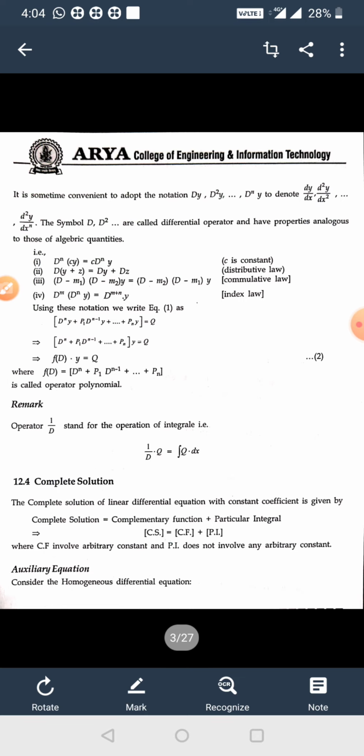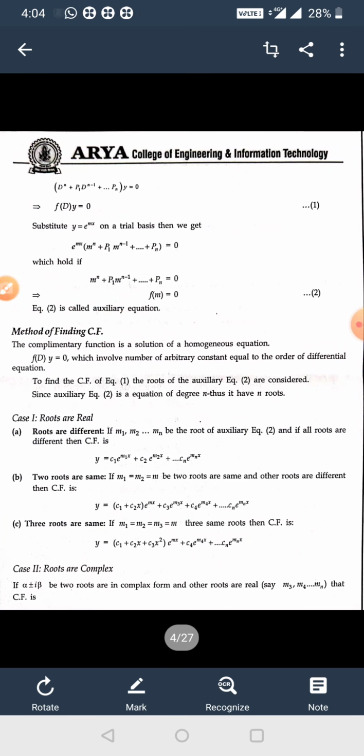First we have to find the solutions. We have to find the auxiliary equation, so we put m instead of D and find the value of m. According to the value of m, there are different ways to find the CF.